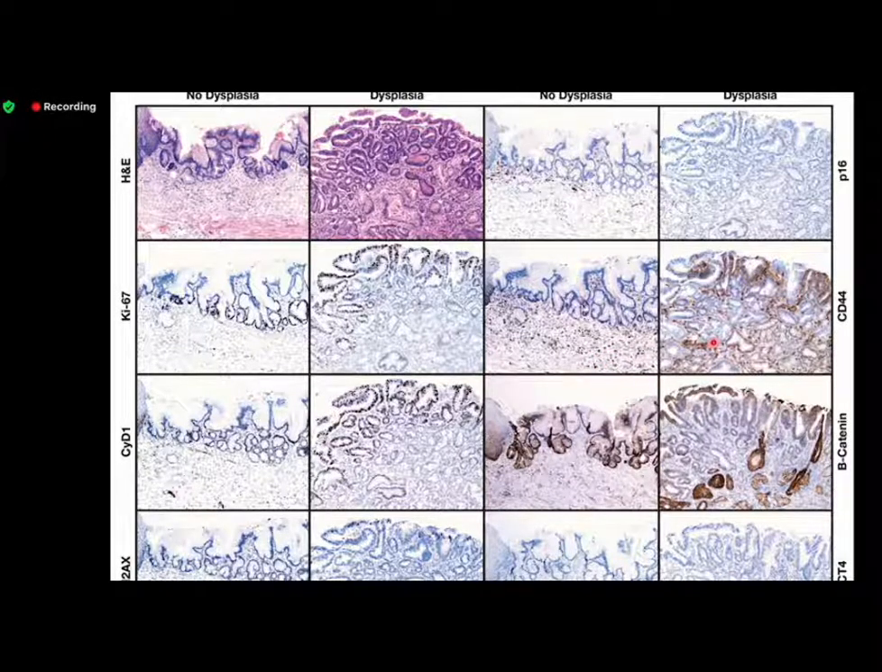The markers that did not show any statistical significance were four other markers, which were P16, beta-catenin, OCT4, and lastly, SATB2. SATB2 did not show staining at all in any of these lesions. And then P16 and OCT4 were the other ones that showed very minimal staining. And beta-catenin showed intense staining in all 40 cases and throughout, with no statistically significant difference.